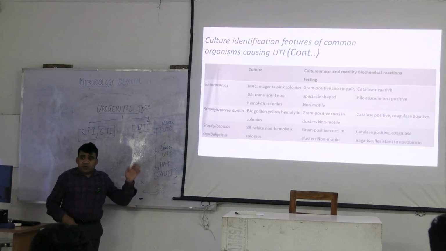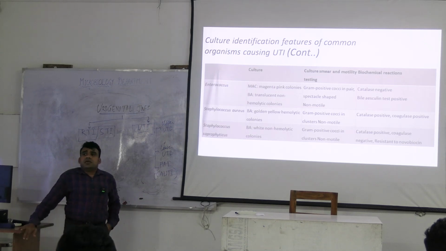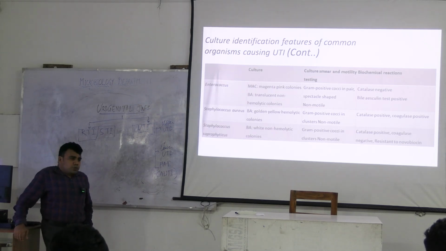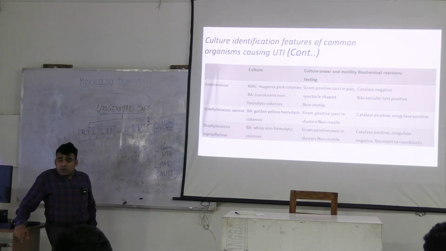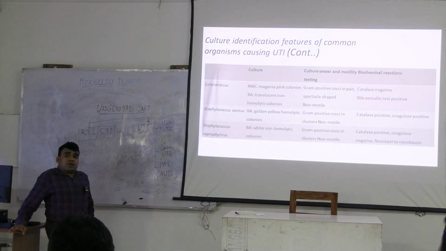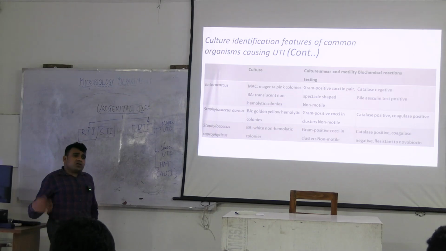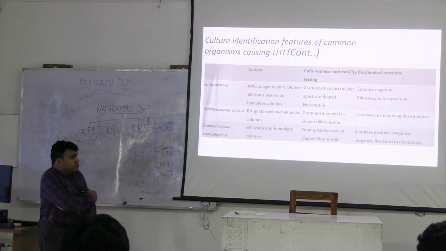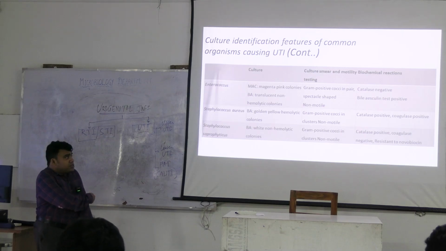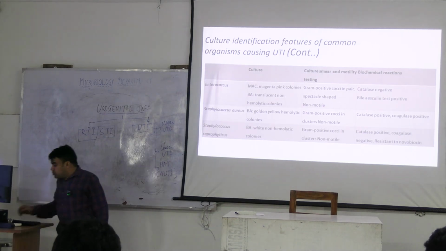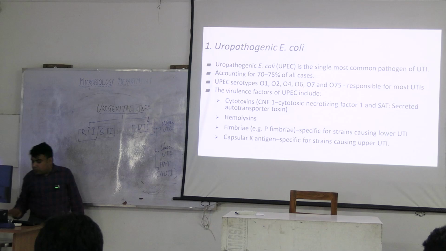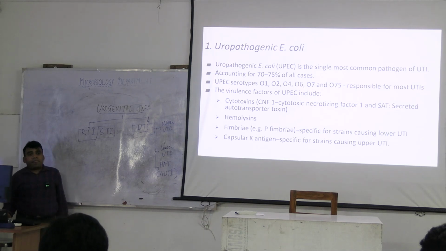Among the gram positives, we can have Enterococcus. It was earlier classified in the Streptococci group. Now it is reclassified as Enterococcus. On MacConkey, it will give magenta colored colonies, and it's a gram positive cocci in short chains. Among the gram positive cocci in clusters, we have Staphylococcus aureus and Staphylococcus saprophyticus. Staphylococcus aureus, like all other infections, can cause severe UTI, but saprophyticus can also cause infections, especially in pregnant women, and may lead to the consequence of chorioamnionitis.